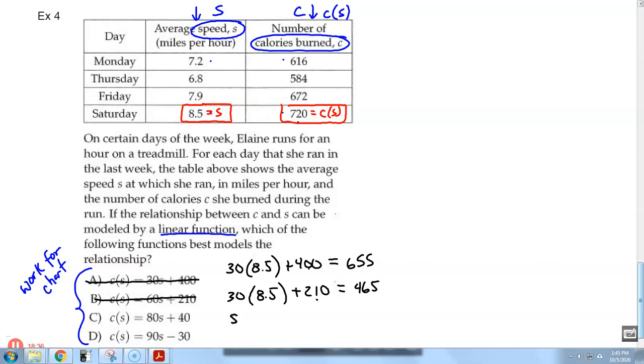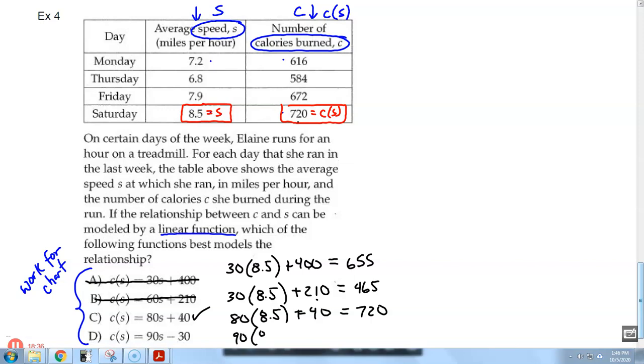I do 80 times 8.5 plus 40. See what happens there. 80 times 8.5 plus 40. 720. Man, this one is looking good. So this is a possibility. Let's try it in the last one because it might work. I can write other equations that make these numbers work. So let's try another one.